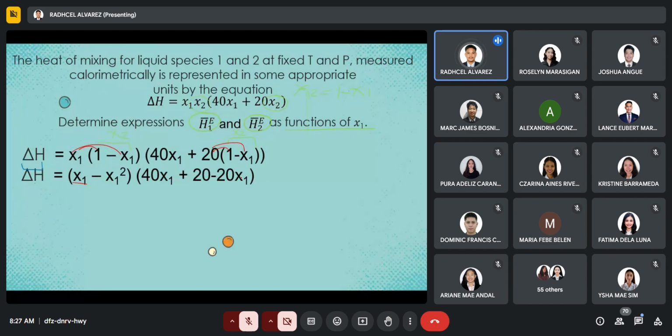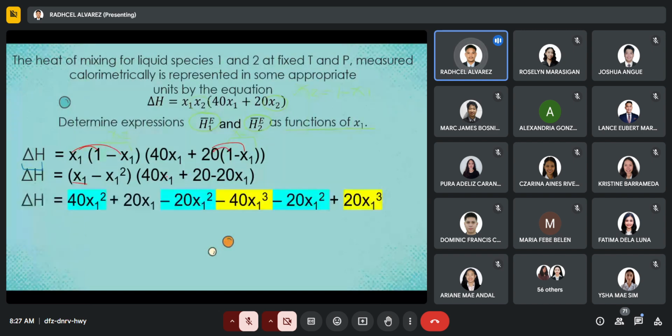20x1. And then, i-simplify natin by distributive property hanggang sa makuha natin ito, 40x1 squared. Ito yon times x1 times 20, 20x1, negative 20x1 times x1, that is negative 20x1 squared. Dito naman, negative x1 squared times 40, kaya meron tayong negative 40x1 cube, negative x1 squared times 20, negative 20x1 squared, negative x1 squared times negative 20x1 squared is 20x1 cube. And then kung makikita niyo yung may mga kulay, yan yung magkakatulad na terms.